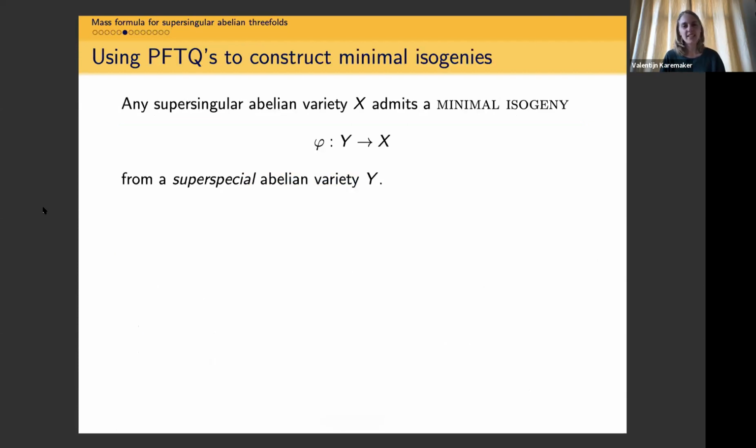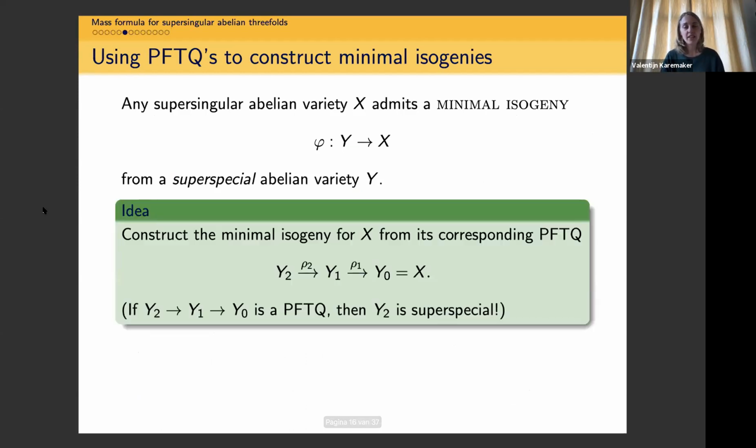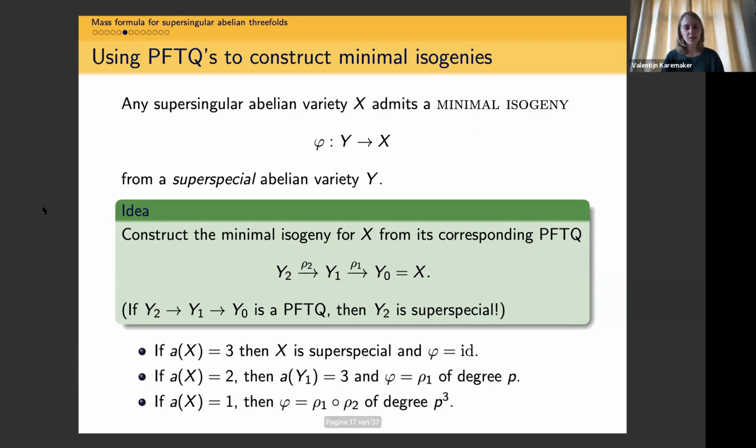All right, now the next idea is to use these PFTQs to construct what are called minimal isogenies. So any supersingular abelian variety admits a minimal isogeny, which is this map phi here, from Y to X, where Y is superspecial. And then the idea is that because in a PFTQ, a chain like that, we saw that Y2 is in fact superspecial, we can construct our minimal isogenies from the corresponding PFTQs.